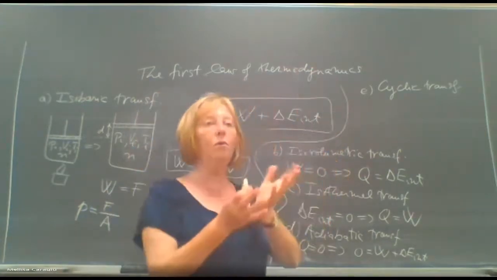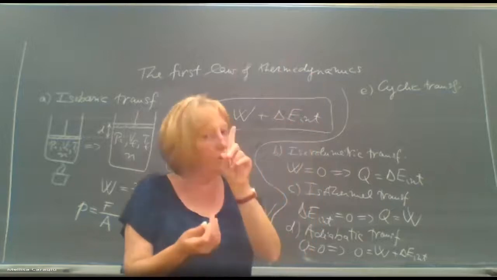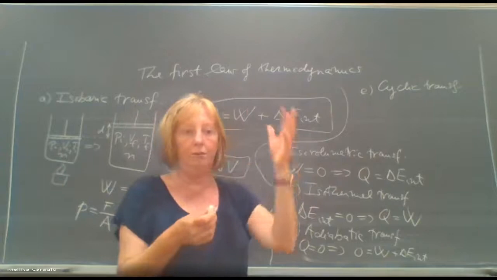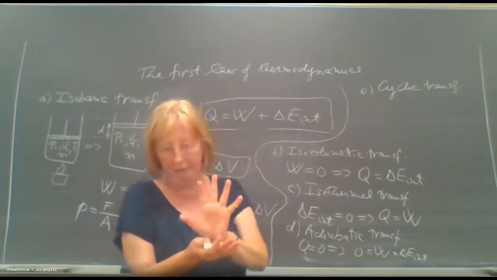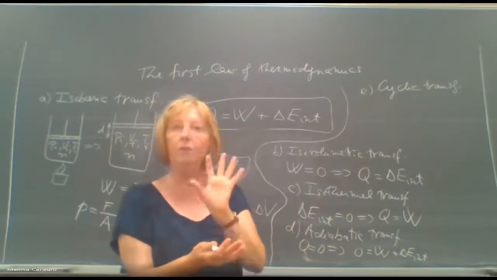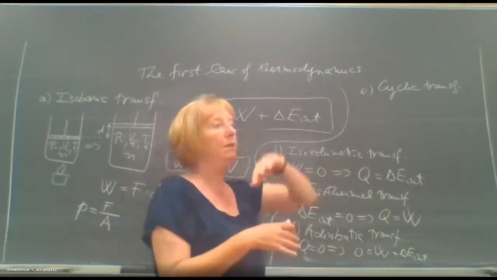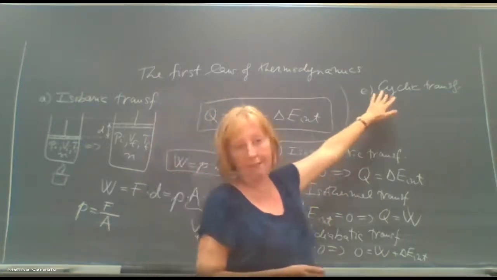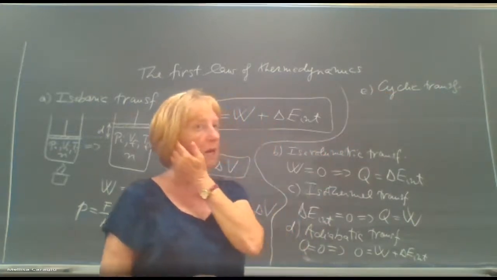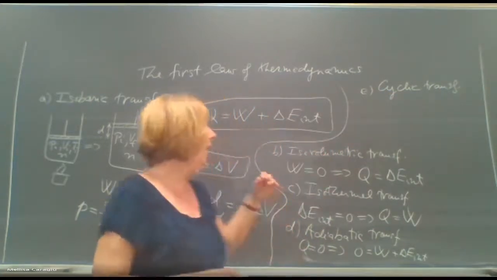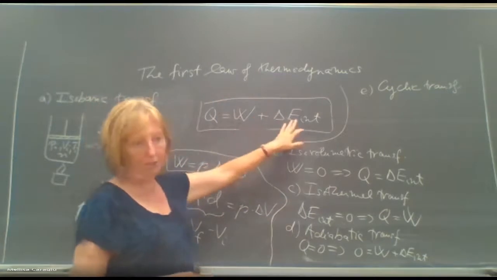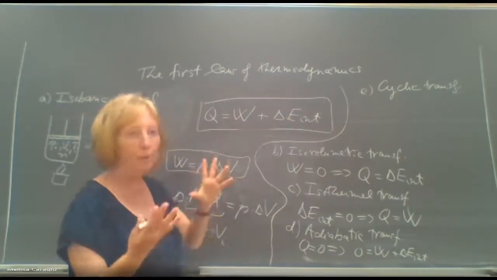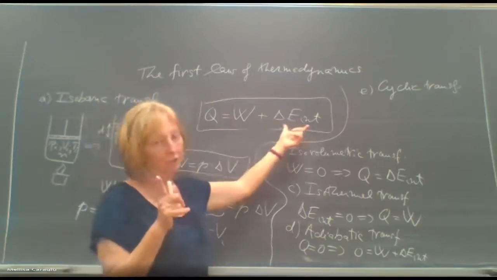And usually it's not one transformation, usually there is a chain of transformations so that eventually the gas goes back to its original parameters. But this whole adventure of the gas is called a cyclic transformation. So out of Q equals work plus change in internal energy, one term again is zero. Who will be zero? Change in internal energy.